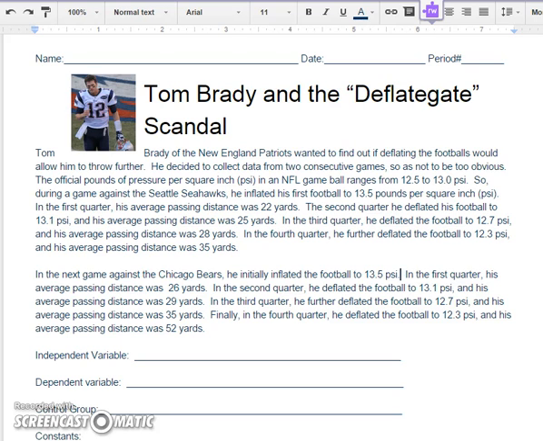my data table. So first it says Tom Brady of the New England Patriots wanted to find out if deflating the footballs would allow him to throw further. He decided to collect data from 2 consecutive games so as not to be too obvious. The official pounds of pressure per square inch (PSI) in the NFL game ball ranges from 12.5 to 13.0 PSI. So during a game against the Seattle Seahawks, he inflated his first football to 13.5 pounds per square inch.